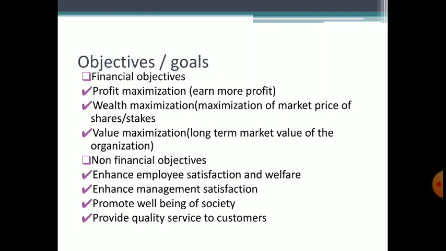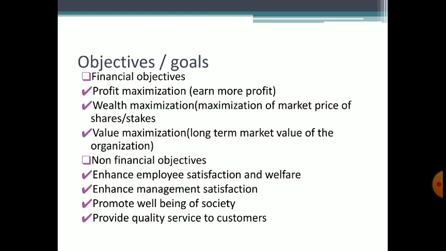If the firm maximizes the shareholders' wealth, the individual stakeholder can use its wealth to maximize its individual utility. Maximum utility refers to maximum stockholders' wealth. That refers to maximum current stock price per share. However, the maximization of market price of the share should be in the long run. The next objective is value maximization. It is the long-term market value of the organization. Here the financial management tries to increase the value of a firm in the long run. These are the financial objectives.